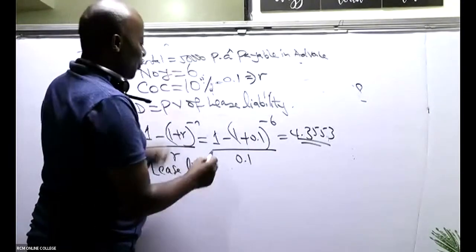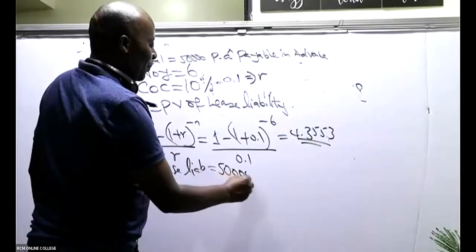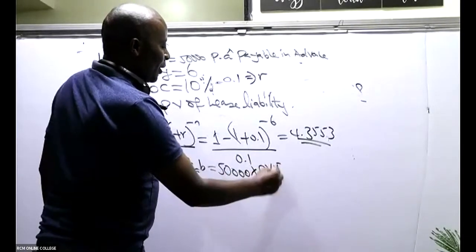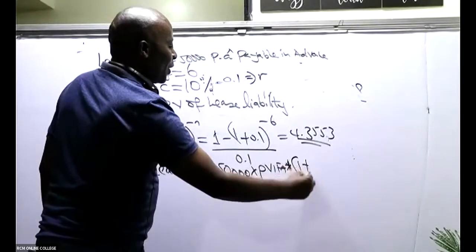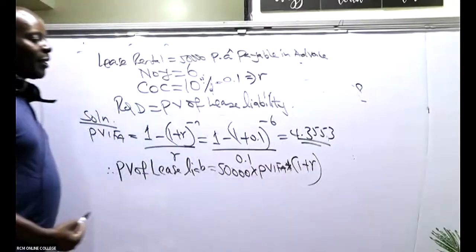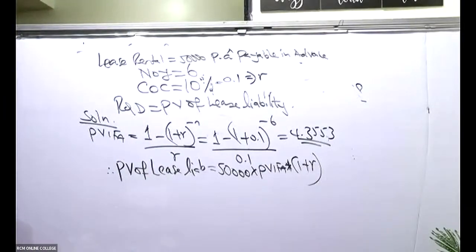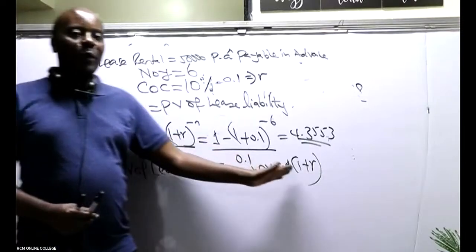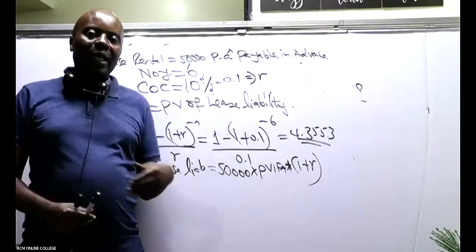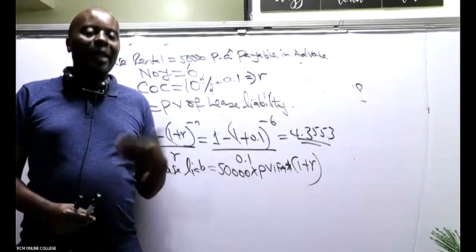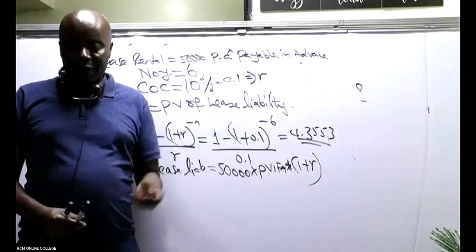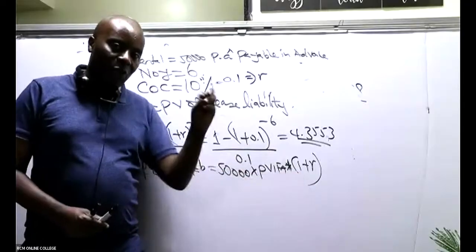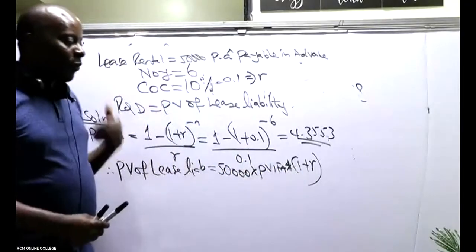And therefore, the present value of my lease liability will be this amount of 50,000, the annuity, times now the PV factor. Because in this case it's being paid in advance, we must include that 1 plus R. We only do this times 1 plus R whenever you're told that the cash flow is being paid up front, or in advance. You should always add this 1 plus R, taking care of that term which comes up front.